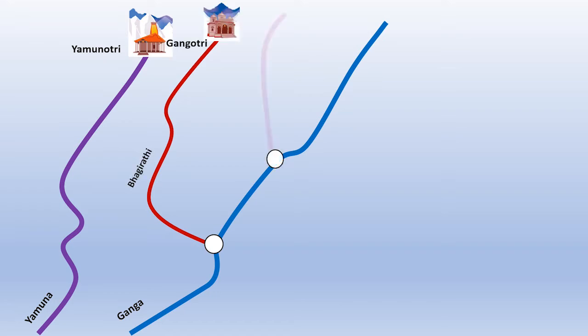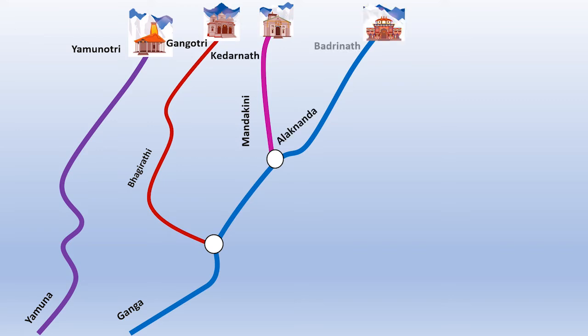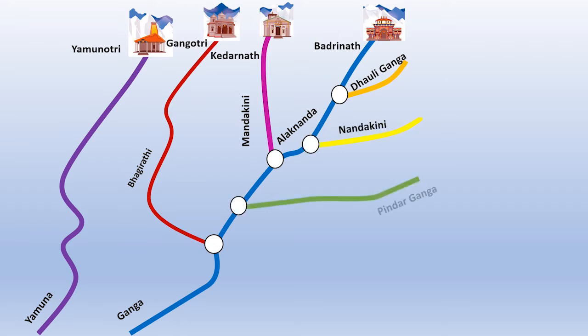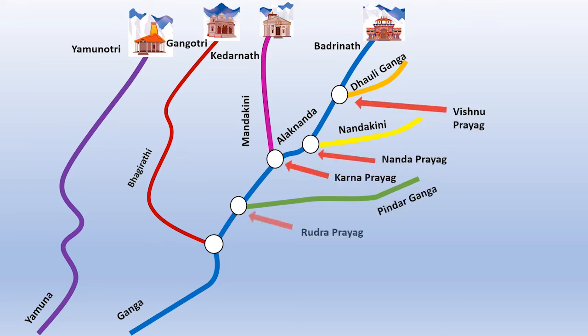On its downward course, the river Ganga merges with the river Yamuna. The river Yamuna originates in the Yamunotri glacier in the Himalayas. Both the Ganga and the Yamuna flow parallel and combine with the river Ganga at Prayagraj.